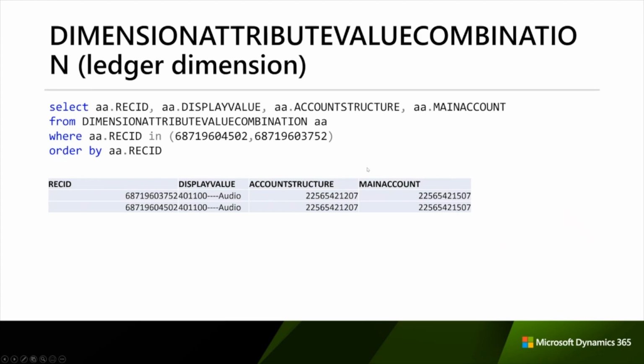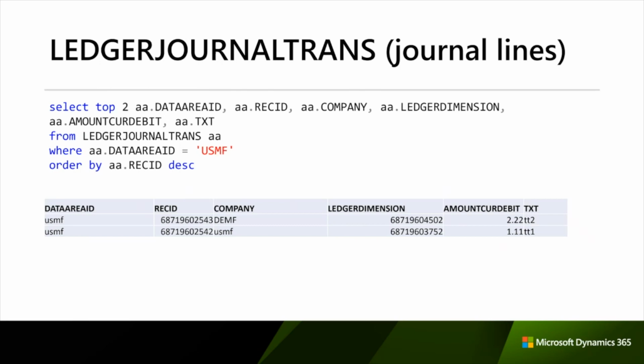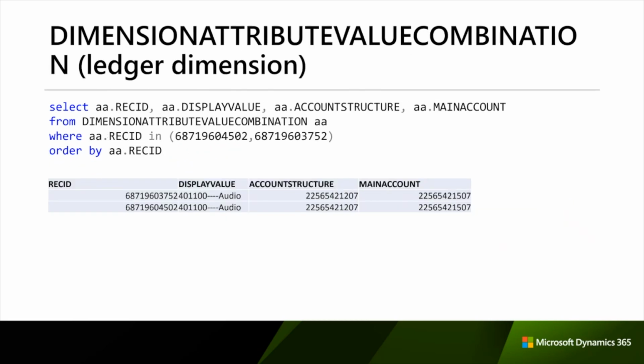The next table we looked at was LEDGERJOURNALTRANS, the journal lines table. The next table we're going to look at is dimension attribute value combination, which is sort of the top-level ledger dimension table. There's the query. I took the 4502 and the 3752 ledger dimensions from LEDGERJOURNALTRANS, and I put them in here. And you can see that the display values are identical.